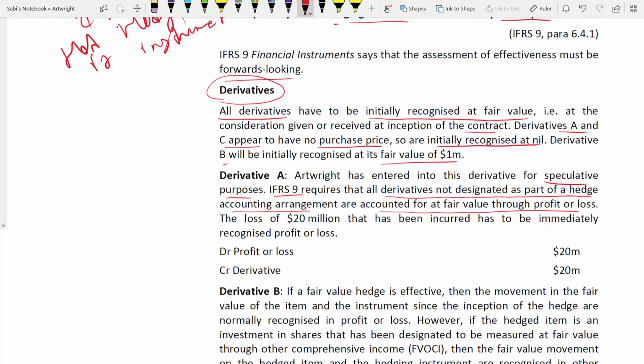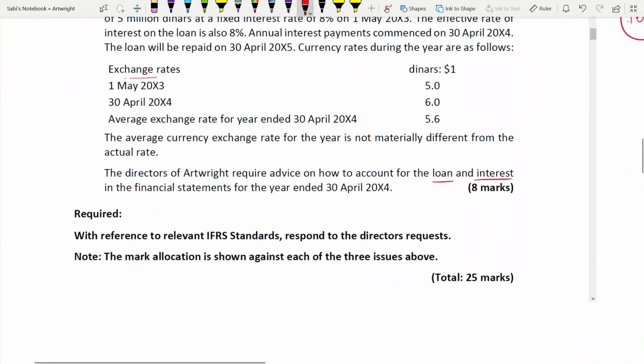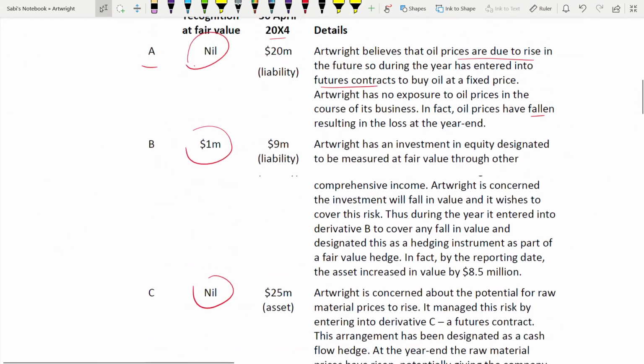I'm sorry. All derivatives not designated as a part of hedge. Not designated means out of hedging. This is for speculative, so it will be at fair value through profit and loss. So the loss of 20 million, immediately you have to recognize in profit and loss. So debit profit and loss and credit derivative 20 million. That's what you have to do. These are the accounting entries you should know for a derivative.